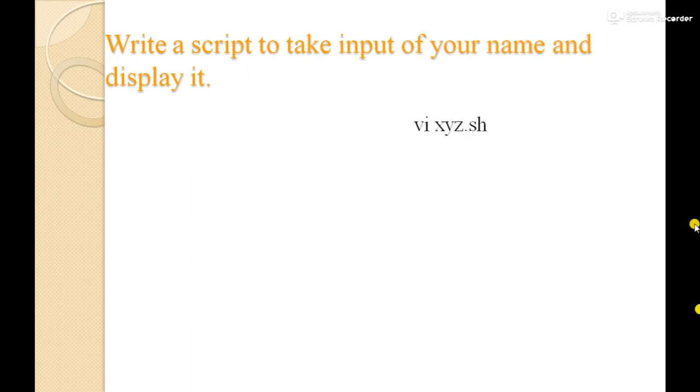Firstly we will go into the Vim editor. So we will use vi space filename dot sh. Over here we have taken vi xyz dot sh, so xyz is our file name. Then we will go into the insert mode. To go into the insert mode we will press I from the keyboard, and then we will start our script.